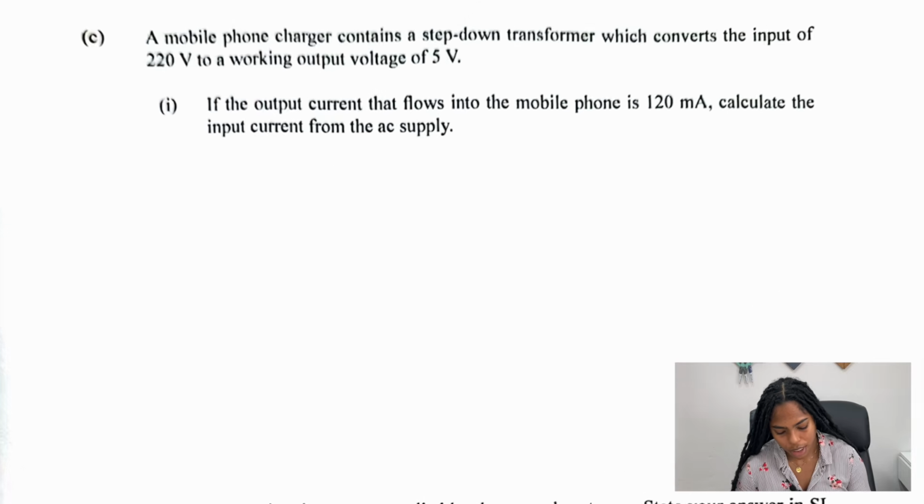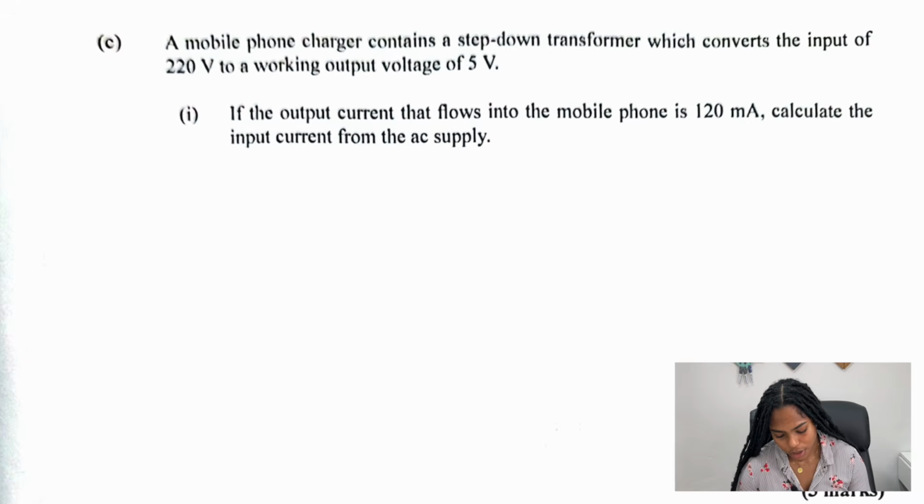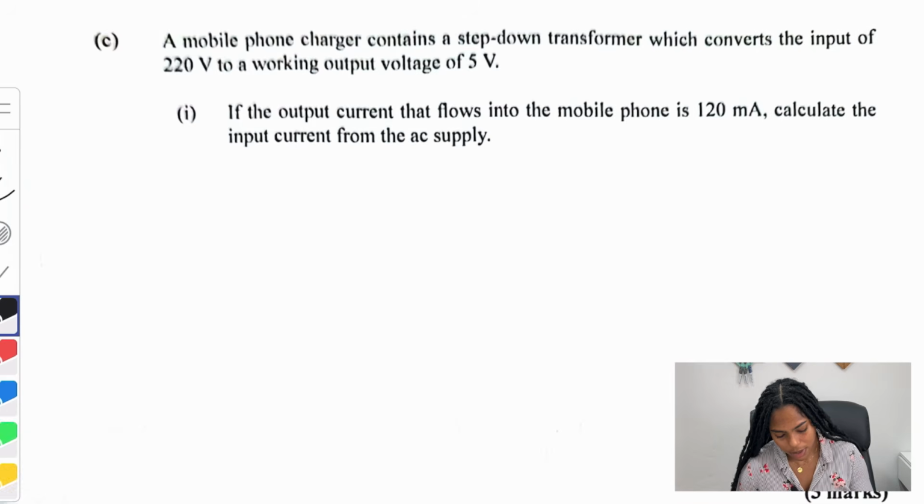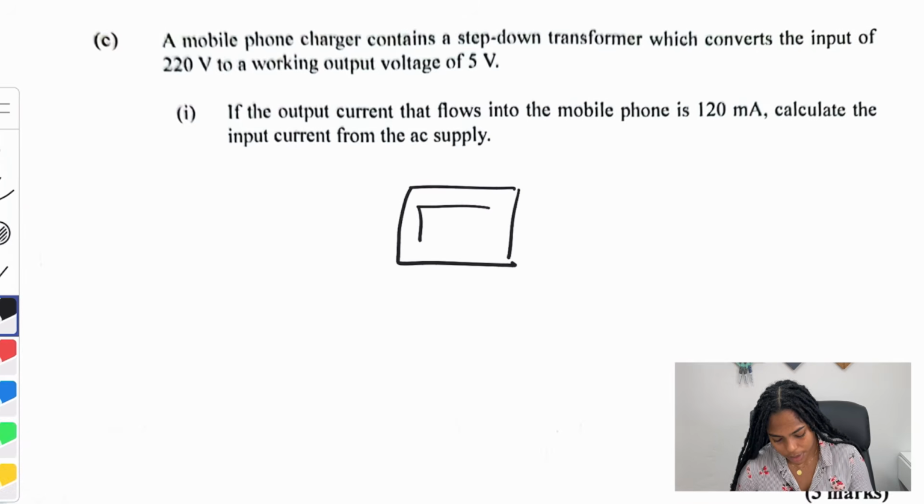A mobile phone charger contains a step-down transformer which converts the input of 220 volts to a working output voltage of 5 volts. If the output current that flows into the mobile phone is 120 milliamps, calculate the input current from the AC supply. So I like to kind of sketch the transformer. It's a step-down transformer. This is our supply, and then this is what we're getting.